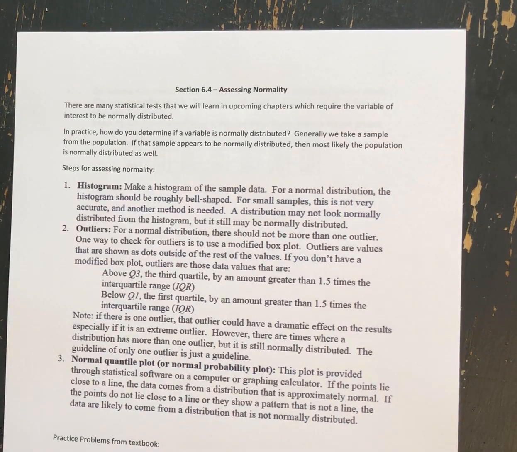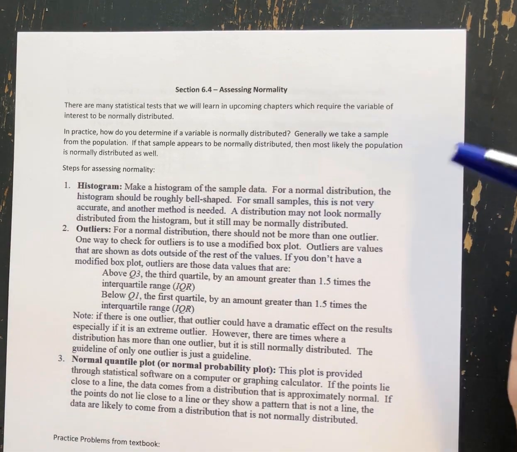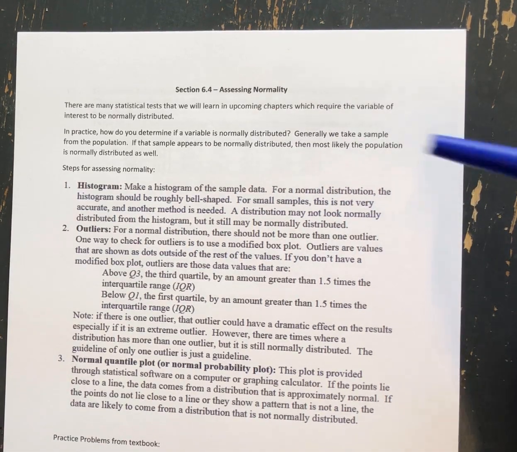This video is going to be about how to assess normality for a variable. We have spent some time in the last few sections learning about normal distributions and variables that might be normally distributed. In practice, there is not going to be someone standing there telling you that a variable is normally distributed. So we need to look at what techniques we can use to look at our sample data to try and determine if the data comes from a population that is normally distributed.